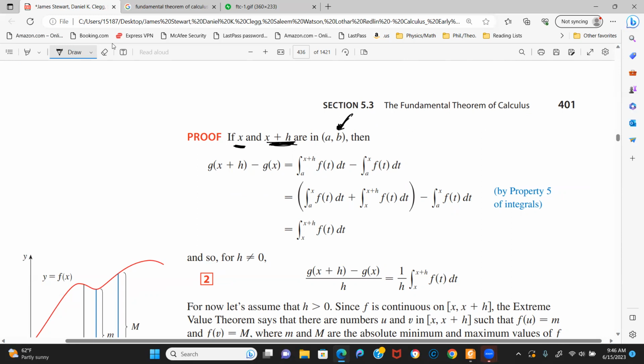Well, by definition, let me write it right here so you remember what g of x is. It's going to be the integral from a to x of f of t dt. So when you take g of x plus h, you're going to take this x right here and replace it by x plus h. So that's why we're taking the integral from a up to x plus h.